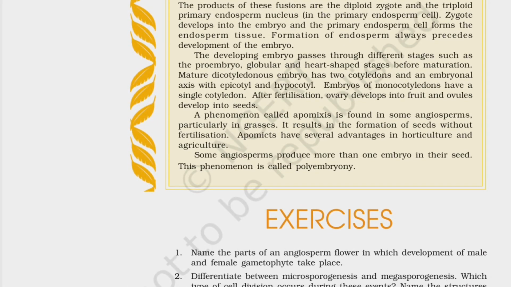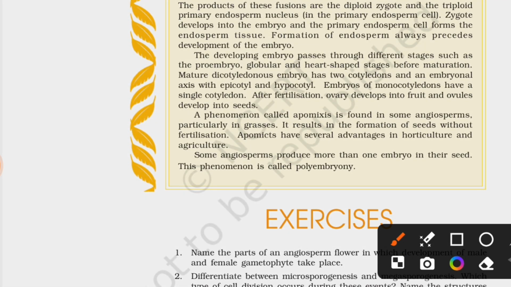The developing embryo passes through different stages such as proembryo, globular and heart-shaped stages before maturation. A mature dicotyledonous embryo has two cotyledons and an embryonal axis with epicotyl and hypocotyl. Embryos of monocotyledons have a single cotyledon. After fertilization, the ovary develops into fruit and the ovule develops into seed.